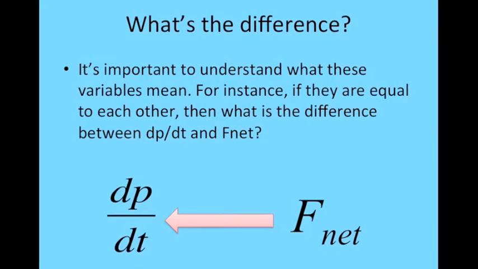It's important to understand what these variables mean. For instance, if they're equal to each other, then what is the difference between dp dt and F net? Well, the momentum principle is so powerful because it's able to link two very different kinds of things together. The best way to summarize this relationship is by explaining that the momentum change is caused by the net force.